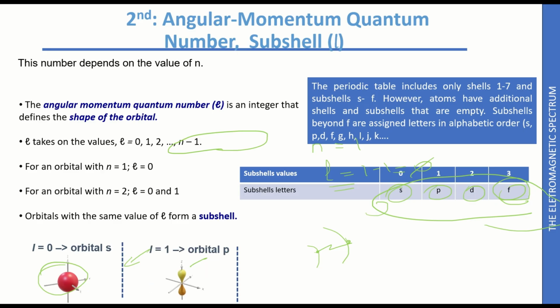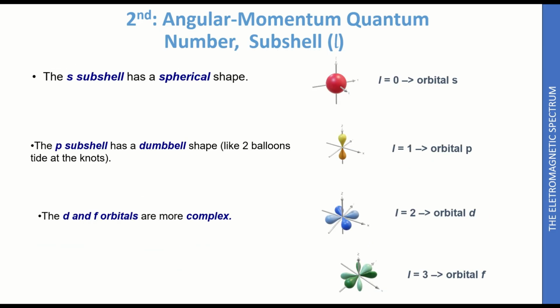And we have l equal 1, which is the p orbital, and also d and f. If you go over here, you're going to see the shape of the s sublevel, which is spherical, and we have a dumbbell over here for p, and we have d and f. They are more complex. We have a pair of dumbbells, and then we have more over here. So we have 0 to 3 over here. So l is always up to n minus 1.